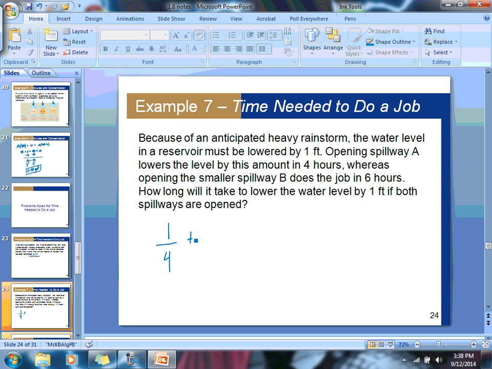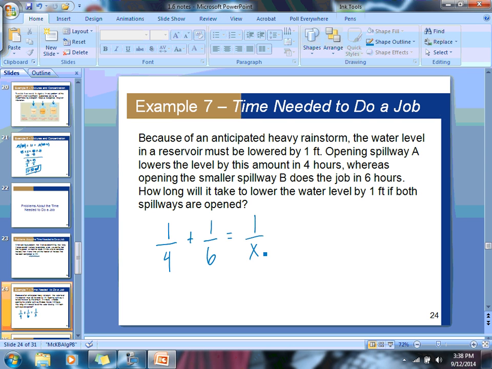And together with the other spillway, spillway B can do one job in 6 hours. So 1 out of 6. And if we add those together, we want to know how long it's going to take them to do the one job together. So they're still doing one job. We just want to know the time it's going to take them to do it together.